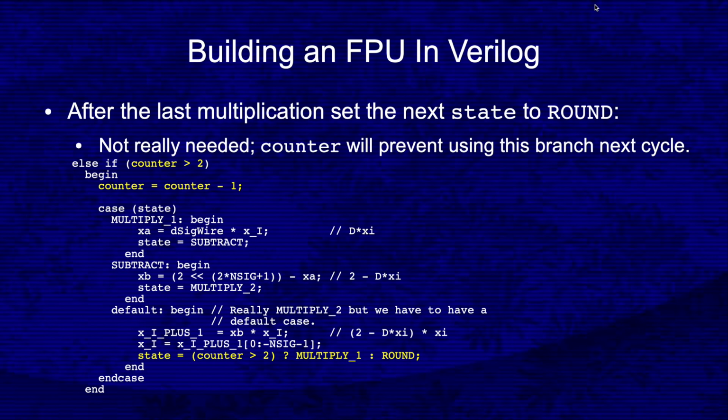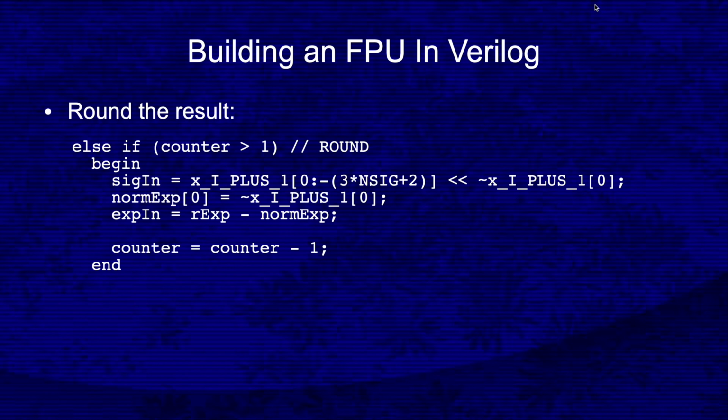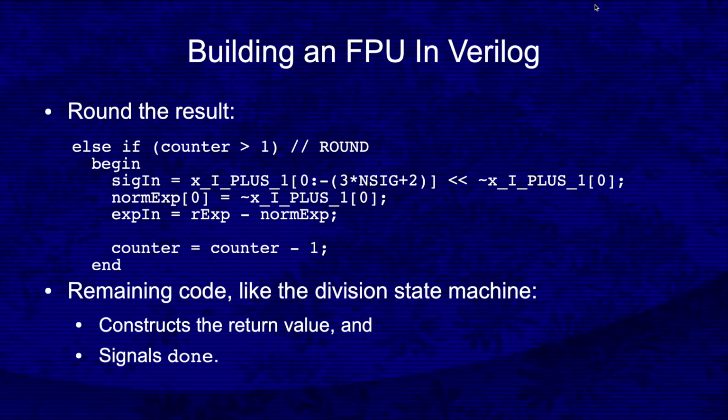The value of the counter variable controls whether or not the module performs another iteration of Newton's method, not the state variable. During the next clock cycle, after the final iteration of Newton's method, the module performs rounding. The remainder of the logic for the reciprocal module is very much like the state machine covered in part 2 of the series on division.